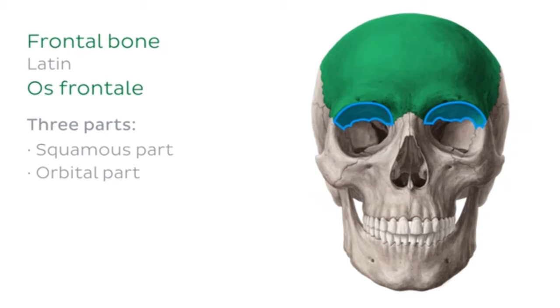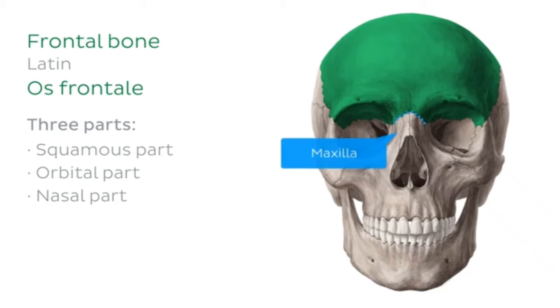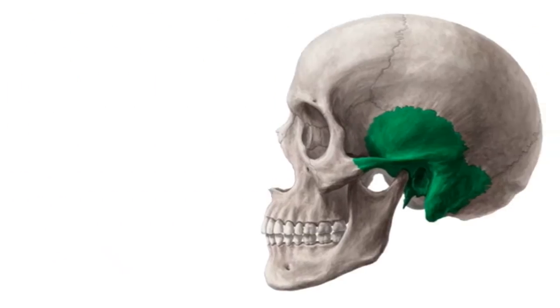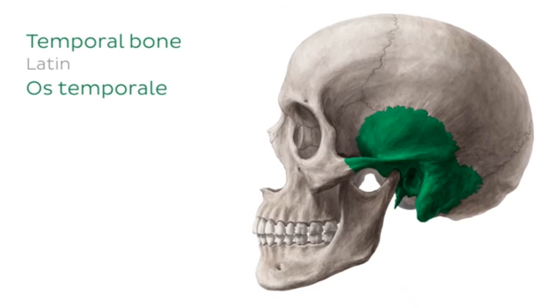The orbital part, which is essentially the part of the frontal bone that contributes to the bony orbit or eye socket. And if you look at our skull, you can see that I've now highlighted this part in blue for you. And finally, we have the nasal part, which articulates with the frontal processes of the maxillae and the nasal bones. In our image on the right, I've labelled the left nasal bone, and I've drawn a line to show you where this articulation occurs.